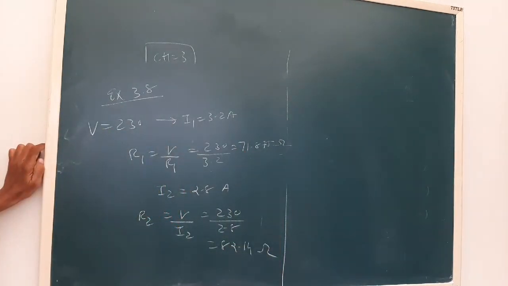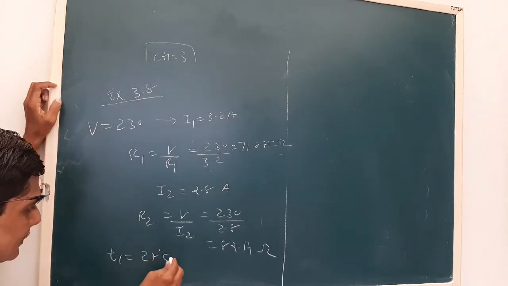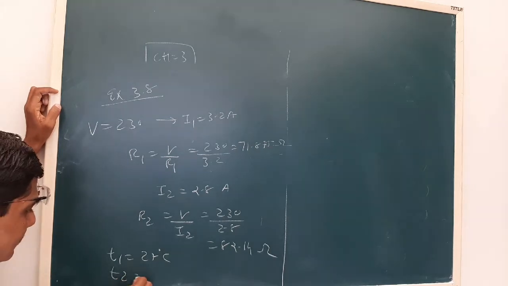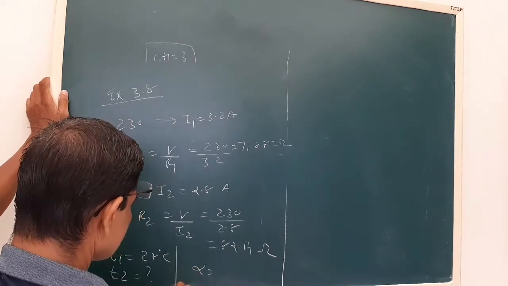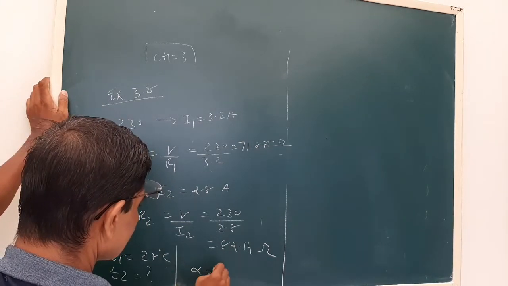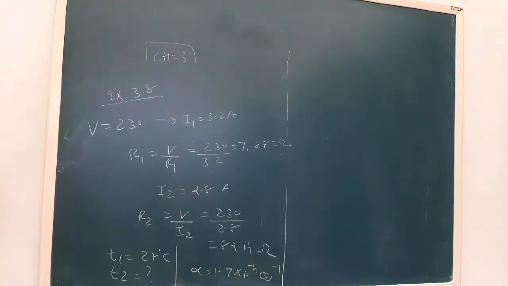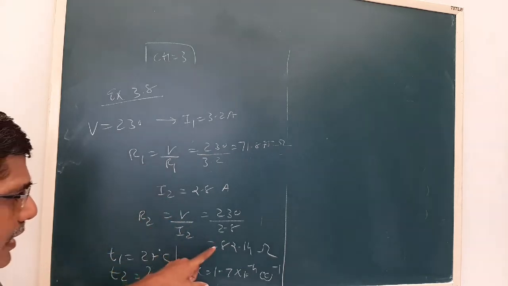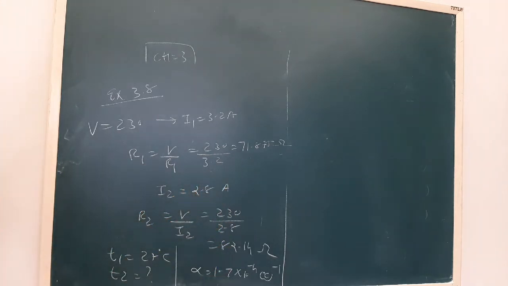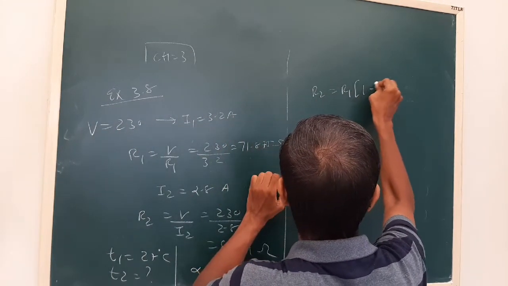Now, what is the steady temperature of the heating element? At room temperature, T1 is 27 degrees Celsius. Alpha is given. Now see what we are given here. R1 we have obtained, R2 also we have obtained. See, by using the relation R2 is equal to R1 into 1 plus alpha.